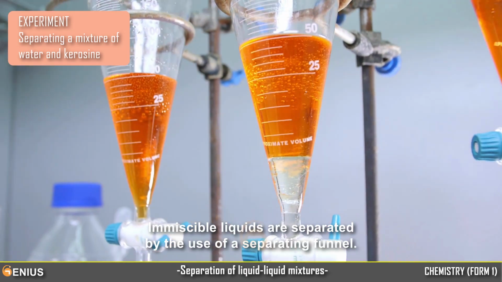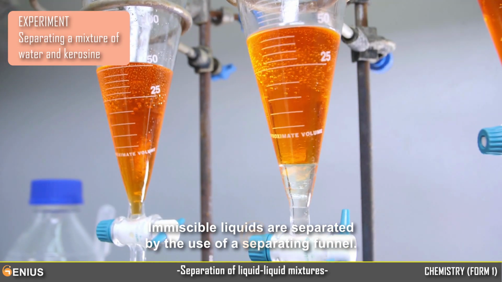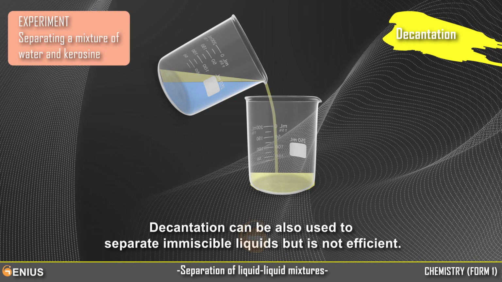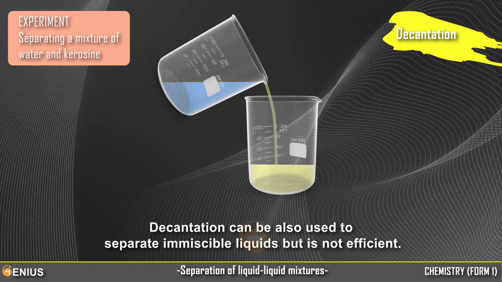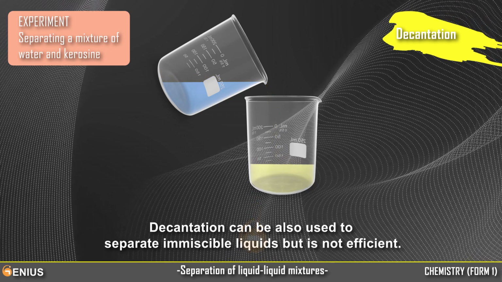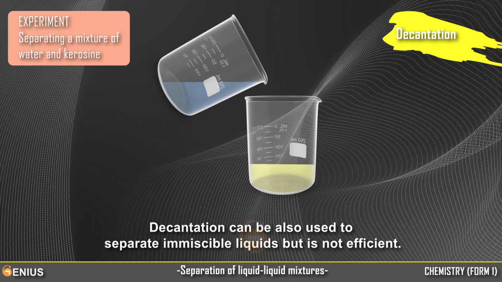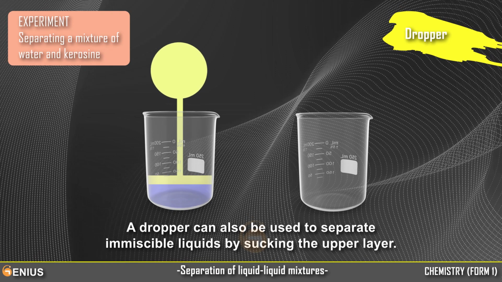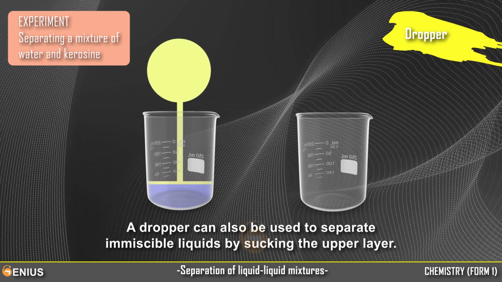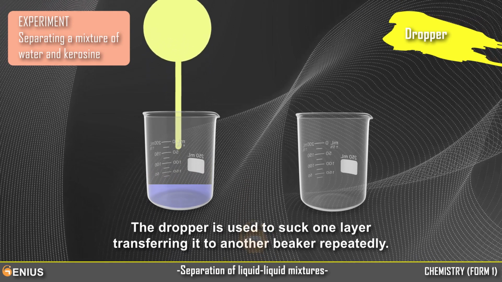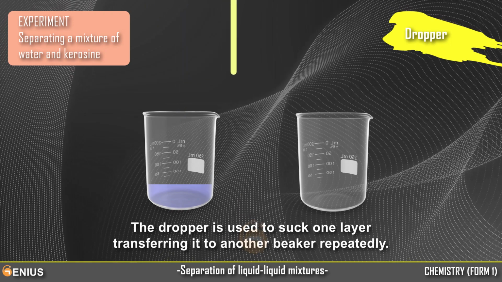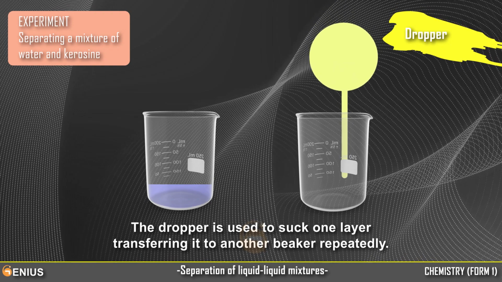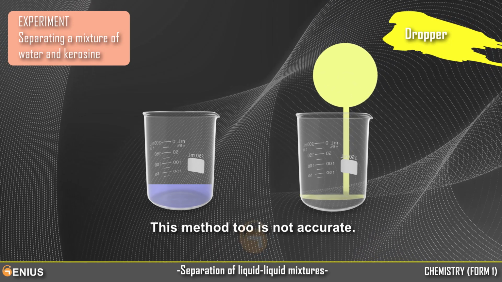Immiscible liquids are separated by the use of a separating funnel. Decantation can also be used to separate immiscible liquids, but is not efficient. A dropper can also be used to separate immiscible liquids by sucking the upper layer. The dropper is used to suck one layer, transferring it to another beaker repeatedly. This method too is not accurate.